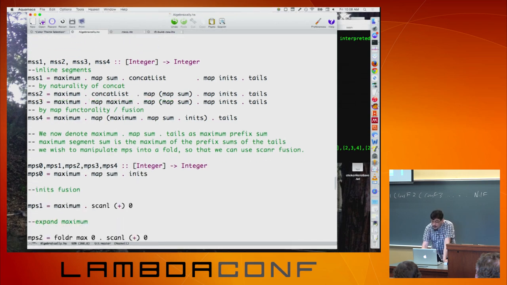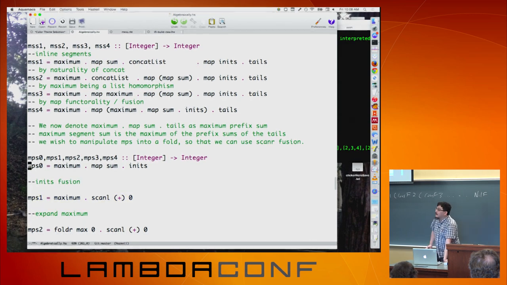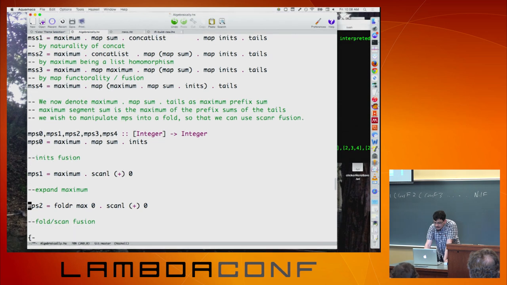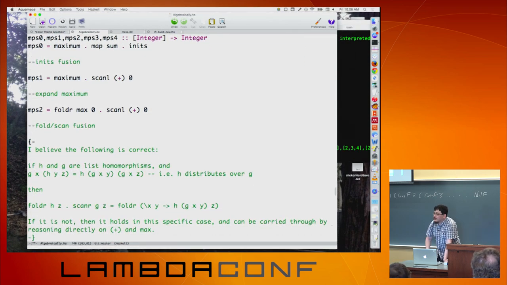The way we're going to attempt to accomplish that subgoal is we're going to name this little guy here, maximum . map sum . init. We're going to name him MPS, for maximum prefix sum. We're going to apply some equational reasoning there. We apply init fusion because we have maximum . map sum . init. So by our init fusion law, that's maximum . scanl plus 0. Right? Things are already looking a bit cleaner. Yeah? You buy that? You with me? Now we expand out maximum. So we have foldr max of 0 . scanl plus of 0. Now we apply fold-scan fusion.